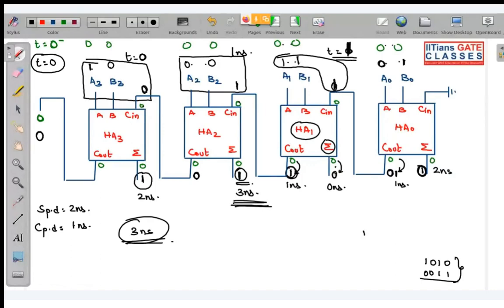So when we add 1 plus 1 plus 1, sum is 1, carry is also 1. So this sum would have been 1 at 2 nanosecond, and this carry would have been generated after 1 plus 1, 2 nanosecond. So it would have come 1 after 2 nanoseconds. So everything would have changed.